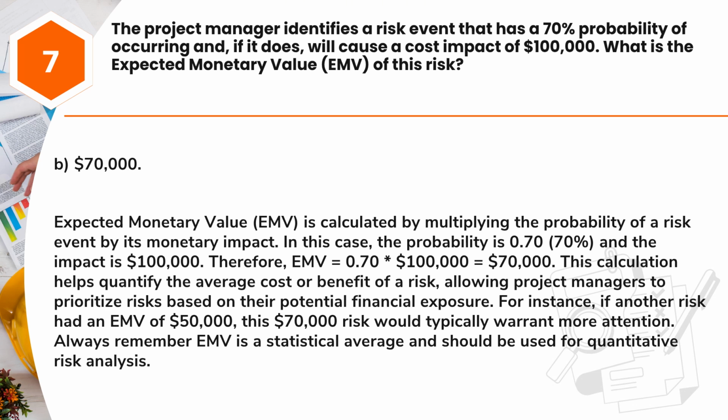This calculation helps quantify the average cost or benefit of a risk, allowing project managers to prioritize risks based on their potential financial exposure. For instance, if another risk had an EMV of $50,000, this $70,000 risk would typically warrant more attention. Always remember, EMV is a statistical average and should be used for quantitative risk analysis.